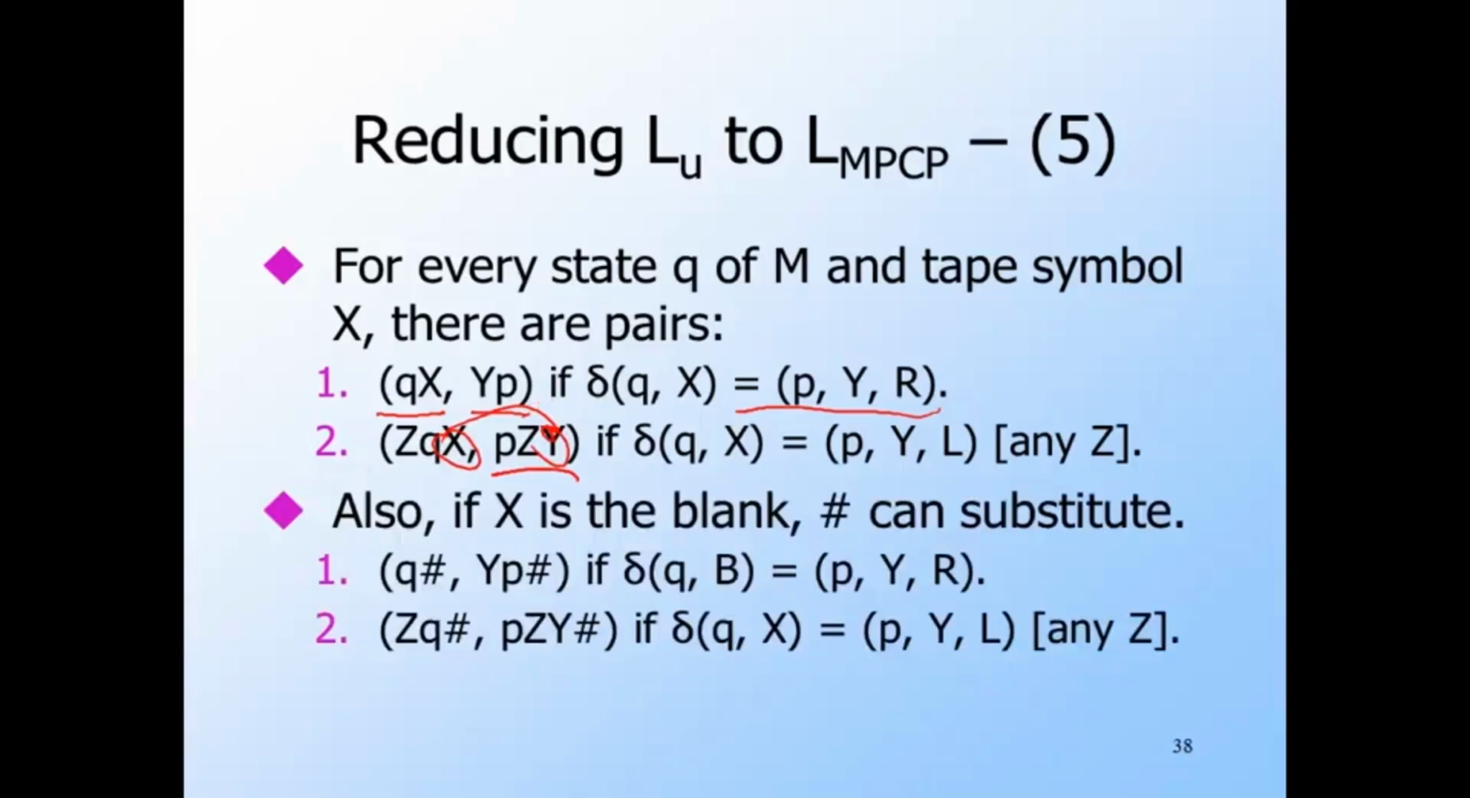One other possibility is that in the current ID, the state is at the right end of the ID, scanning a blank we've never visited before. If so, the state will actually be to the left of the pound sign. The pairs are almost the same, but when constructing the second string, we should imagine an extra blank in front of the pound sign. The blank is replaced by the new symbol Y, of course.